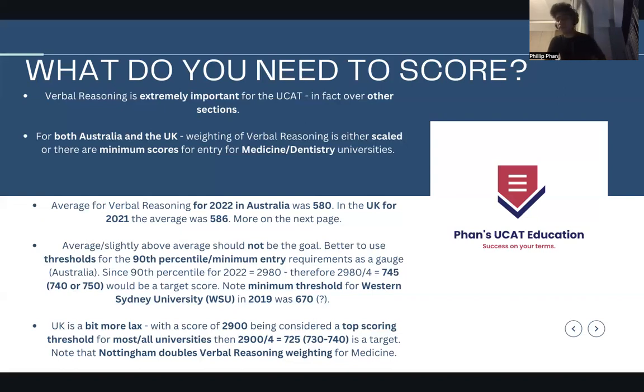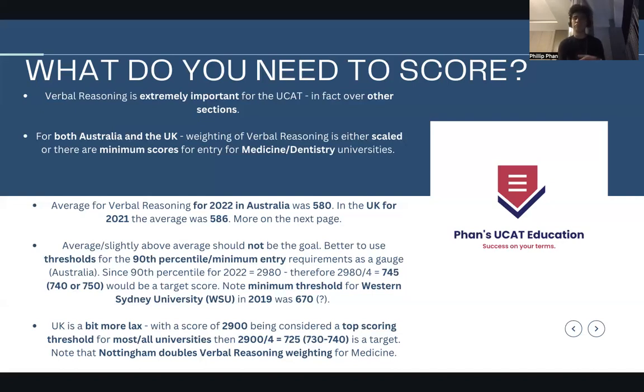An example university is Nottingham. They actually double the verbal reasoning weighting for medicine. They have a point system to determine your overall points. They weigh that with the SJT and also your school marks, your participation, or your uni marks. And the weighting for verbal reasoning is doubled. So instead of giving you say 9 points for getting a certain mark, they give you 18 instead. So it's very important that you guys do well in verbal reasoning. And it's a very strong emphasis.